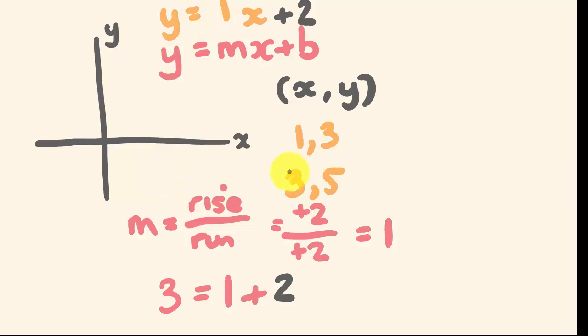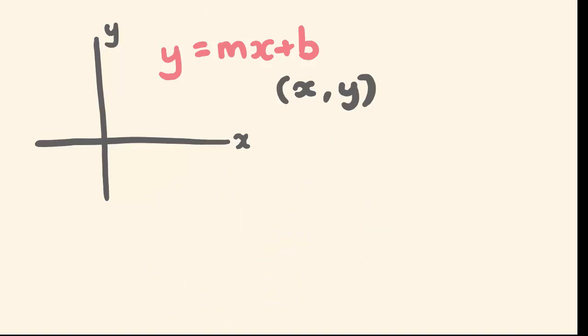And you can double check this by substituting in the values of the other point. For our equation y equals x plus 2, if x equals 3, then y equals 3 times 1, which is 3, plus 2 is equal to 5. So 3 plus 2 is 5, so our equation here is correct. And that's how I work out the equation based upon 2 points. Let me go through one more example of this.